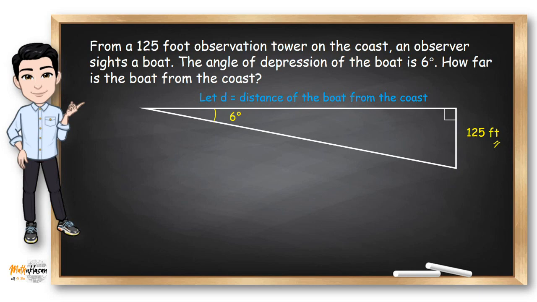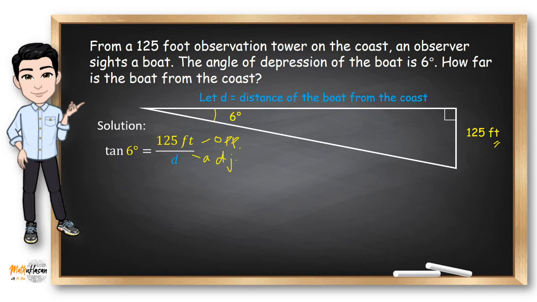Opposite, adjacent ulit. Opposite, adjacent. So, that's tangent again. And the formula now is tangent 6 degrees equals 125 feet over D. And 125, as we all know, is the opposite side, while D is the adjacent side. Tama? Ngayon, anong gagawin natin to solve for D?